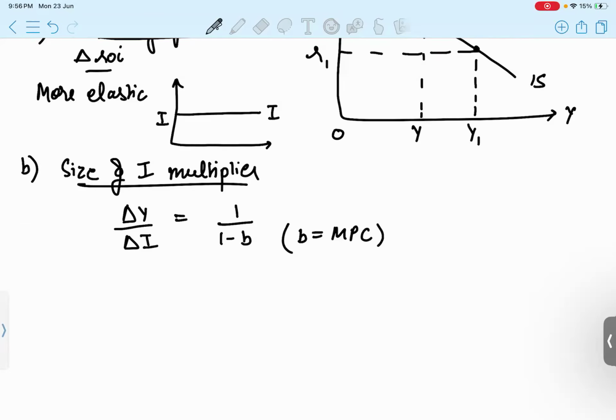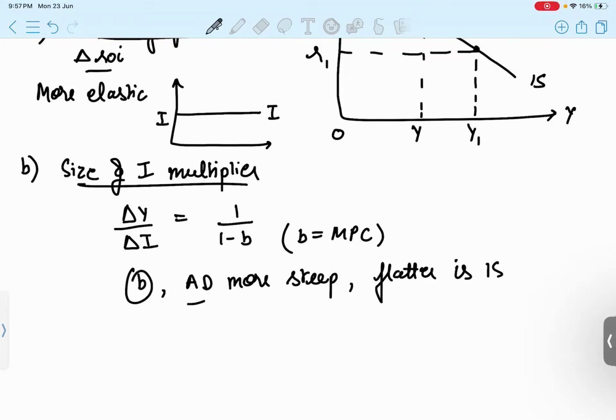So if B, that is the marginal propensity to consume, is high, which can be possible because of an increase in income of the households, we will see the aggregate demand curve will be more steep, because B is directly the slope of the AD curve. So it becomes more steep the higher the value of B, and flatter would be the IS curve. A flatter curve means it is more elastic, more inclined towards elastic nature.